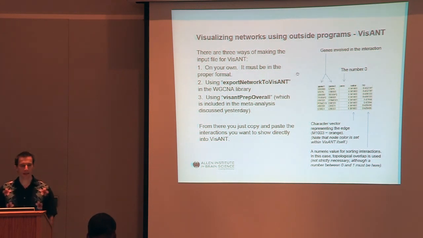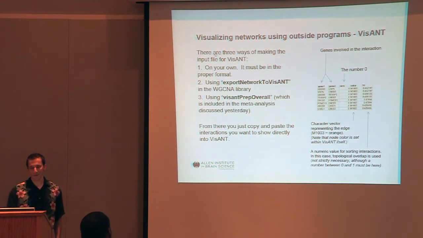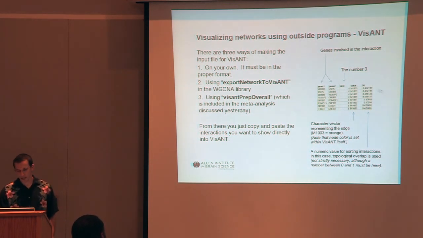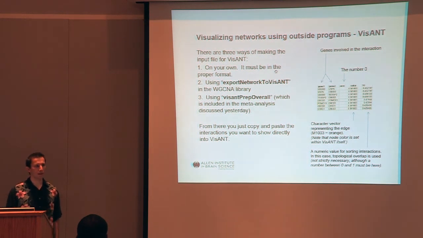So there are three different ways of making the appropriate input file for Vissant, and you have to have it in the appropriate format or else it won't work. So one of them is you can just make a file on your own, and it will have to be in this format over here. The export network to Vissant command in the GSEA library will take your data and put it in this format automatically. There's also another function that does essentially the same thing that's in the meta-analysis R object that I was discussing yesterday.